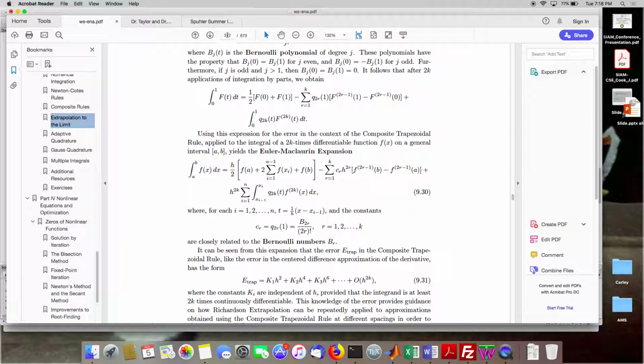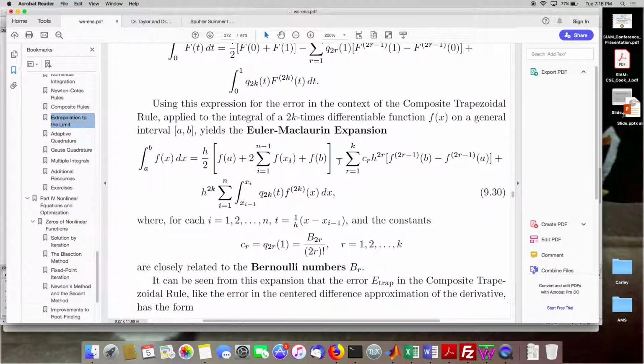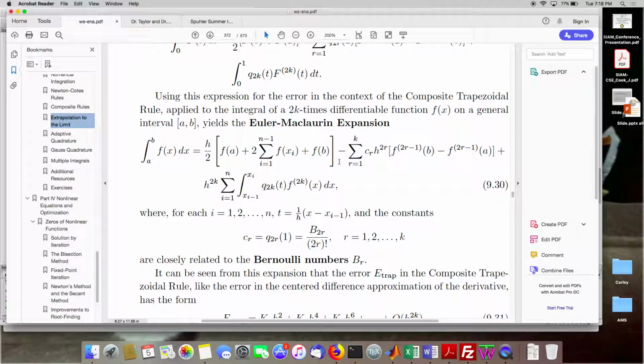Right. This is the actual Euler-Maclaurin expansion right here. So what we have here, well, part of this is exactly what I wrote up before. Integral equals, this is the same thing I just wrote out. That is the composite trapezoidal rule approximation. And everything that follows is another expression for the error. And notice only even powers of h that we have here.